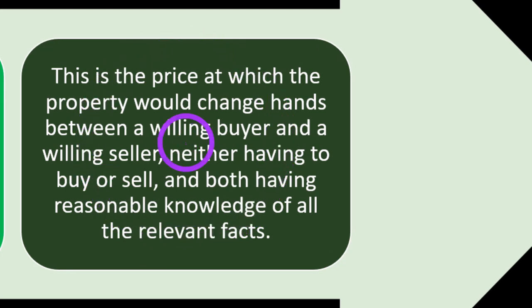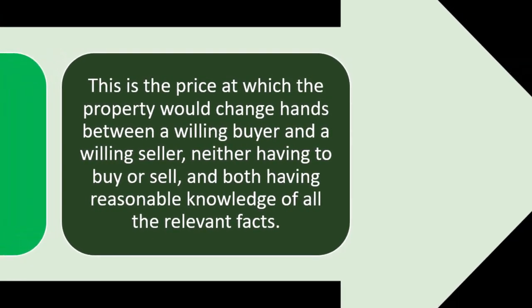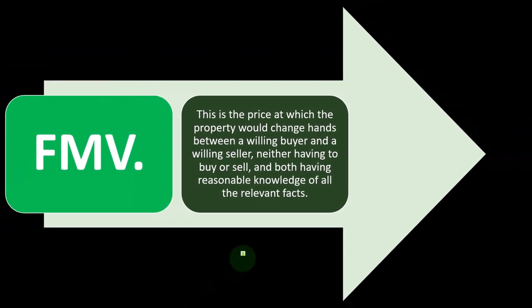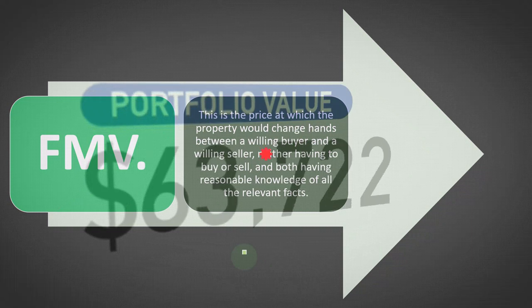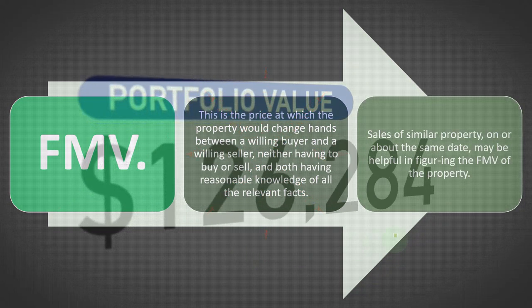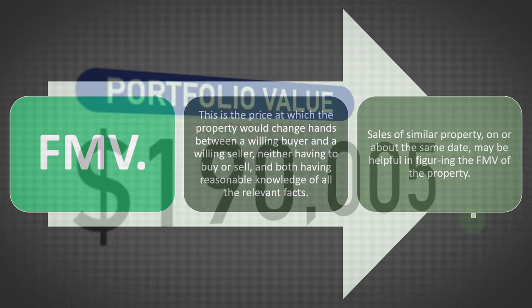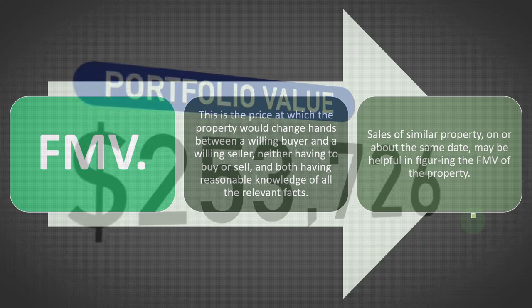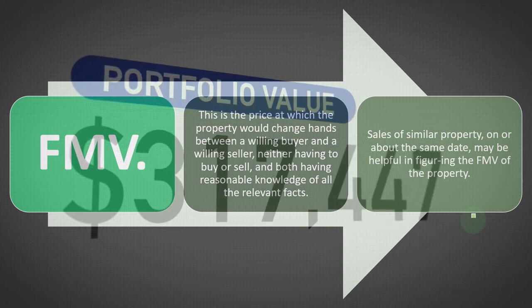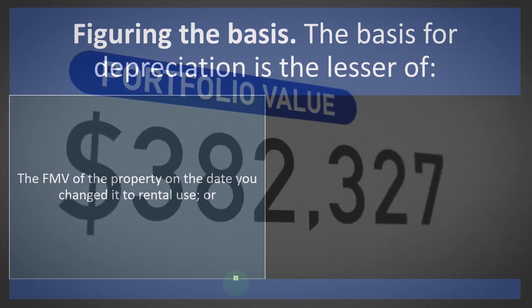That's the problem. So if you allow fair market value to be adjusted all the time, you end up with people making appraisals and stuff that are too high or too low depending on what they're trying to do. So we have to use this in concept, this idea of fair market value, but it's not the easiest thing to come to when you're talking about real estate, which is all unique. So sale of similar property on or about the same date may be helpful to figuring the fair market value of the property.